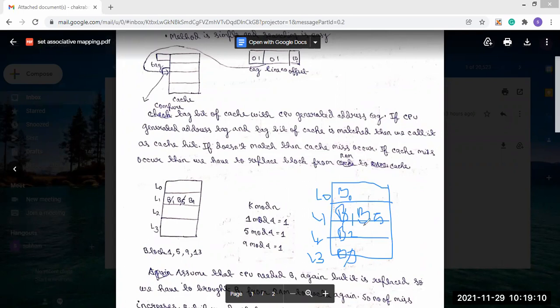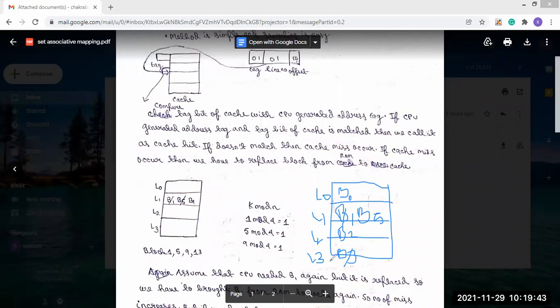Now, after executing B5, let's say the CPU requires block number 1 again for another execution. Where will block number 1 go? In direct mapping, the formula k mod n is used, so block number 1 has to come in line number 1 only. Other than that, it will not come.